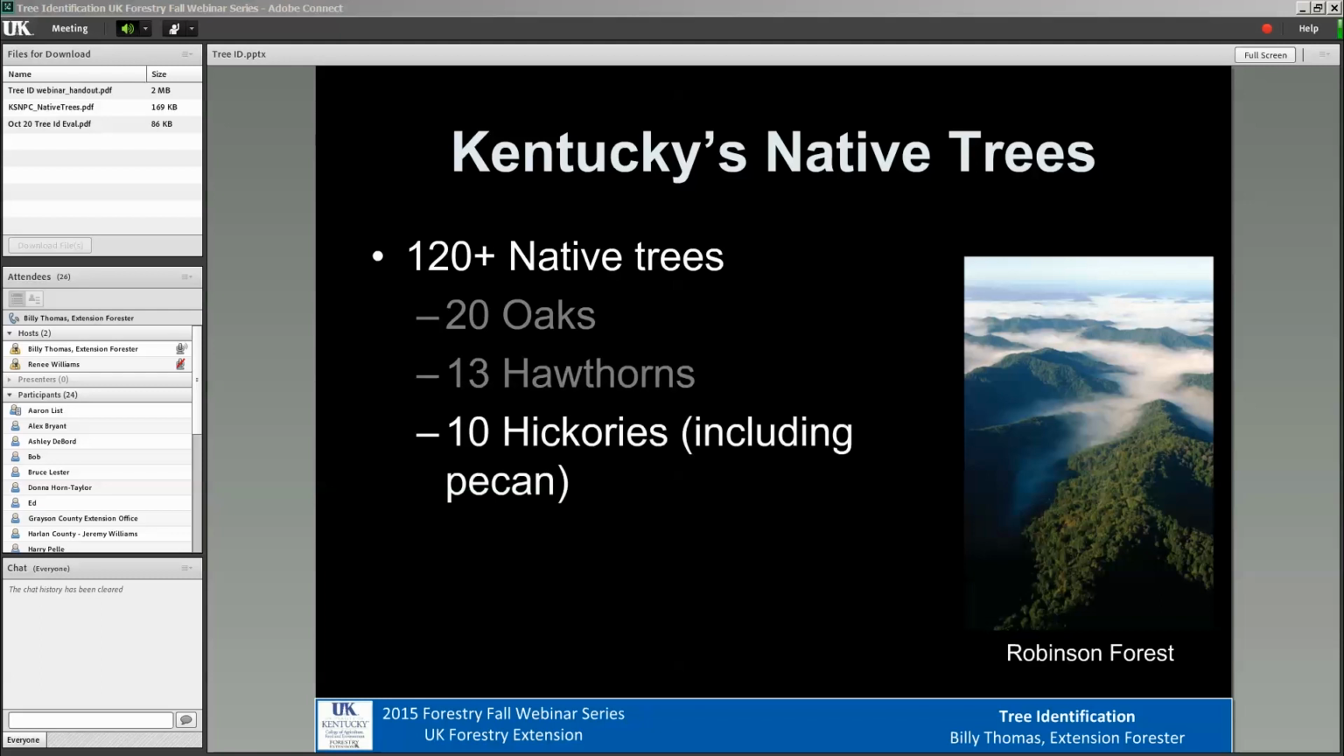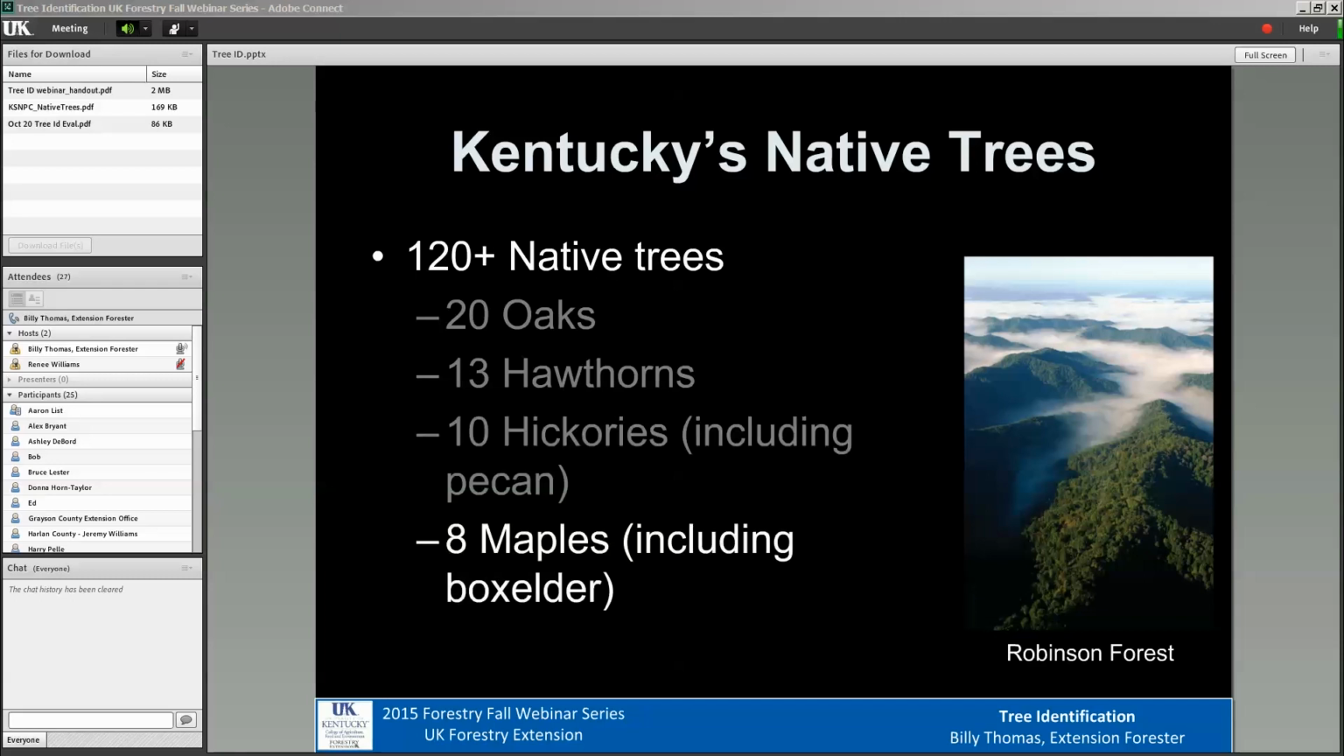We have 10 different hickories out there, and a pecan is in the hickory group. So there's a lot of different ones out there of those as well. 8 different maple species, and believe it or not, box elder is a type of maple. And believe it or not, you can make maple syrup out of any of those maples out there. The key difference is that sugar maple, the one we're most familiar with for maple syrup, has the highest sugar concentration. So it's a little bit easier to make maple syrup out of it.